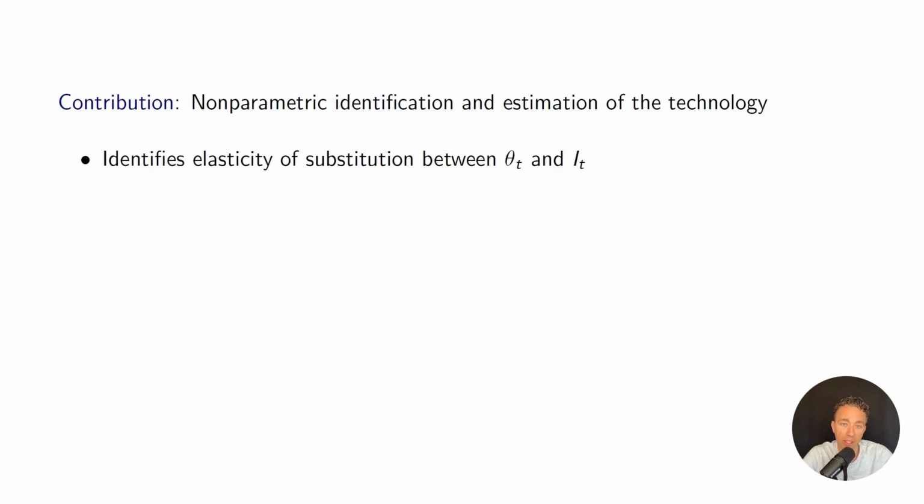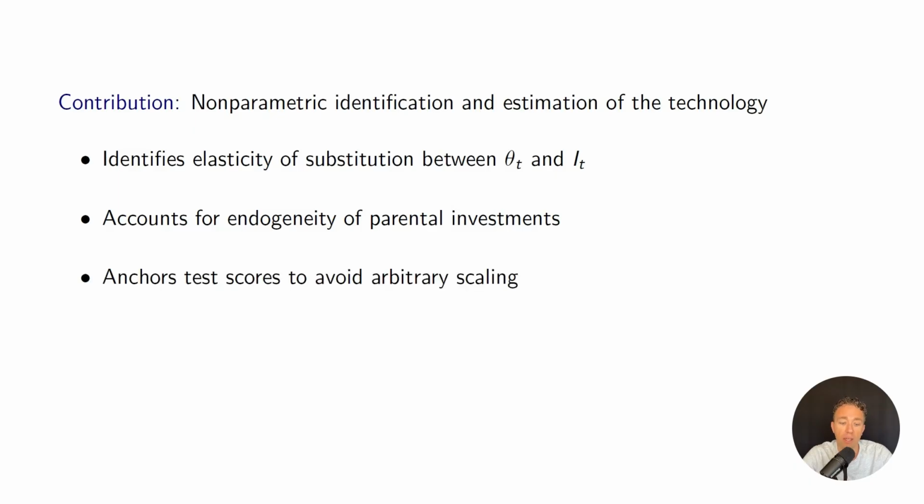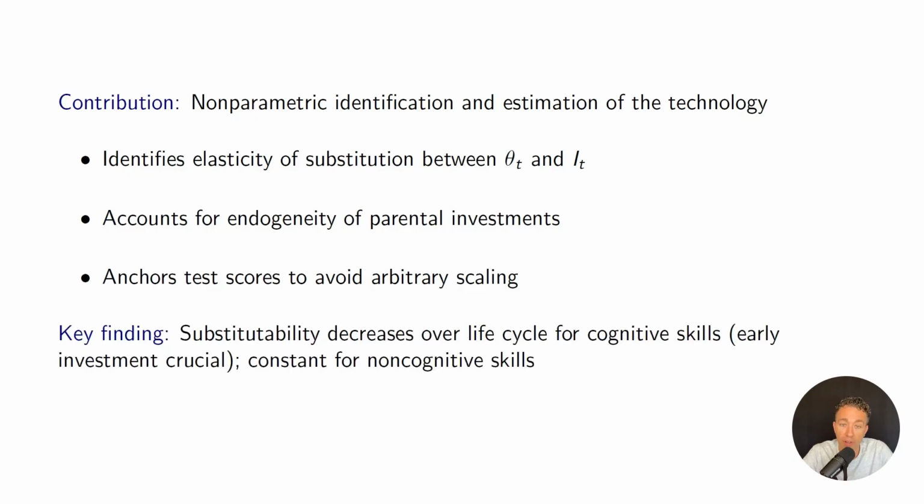So they're actually getting the elasticity of substitution between the factor and the investment. They're accounting for endogeneity of parental investments, and they're anchoring the test scores so that there aren't these arbitrary scaling issues. And their main finding is that the substitutability decreases for cognitive skills later in the life cycle, which just means that we should intervene early. But for non-cognitive skills, it's more constant.